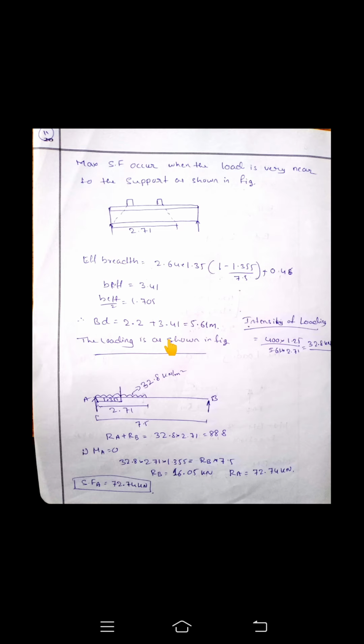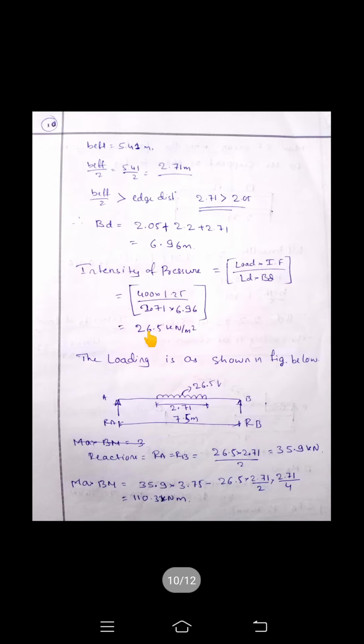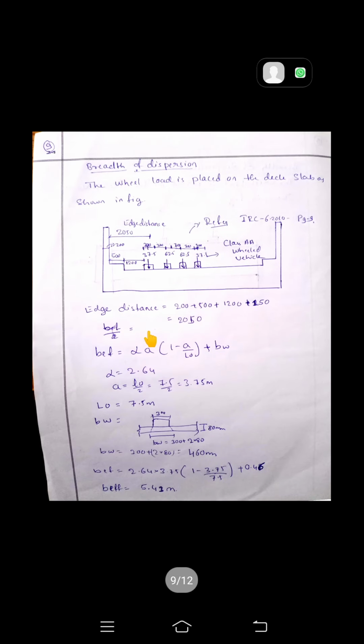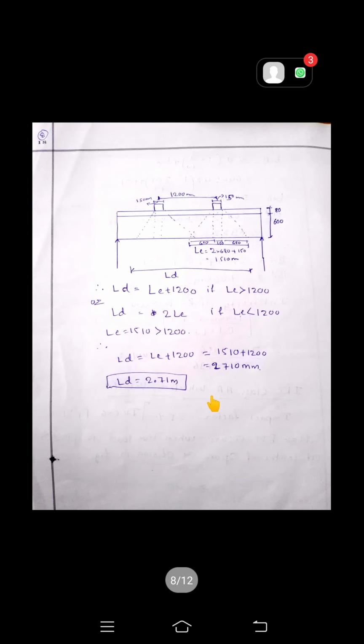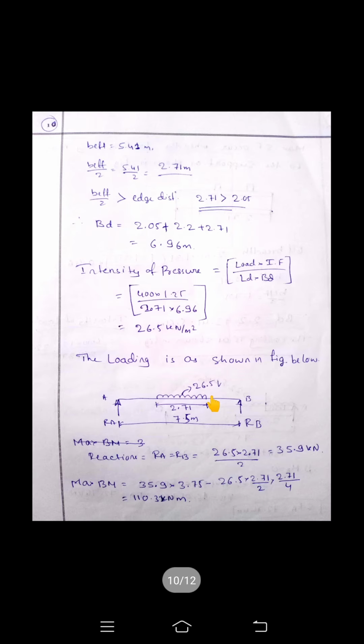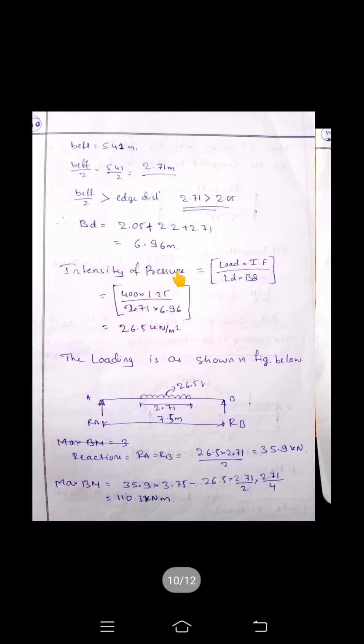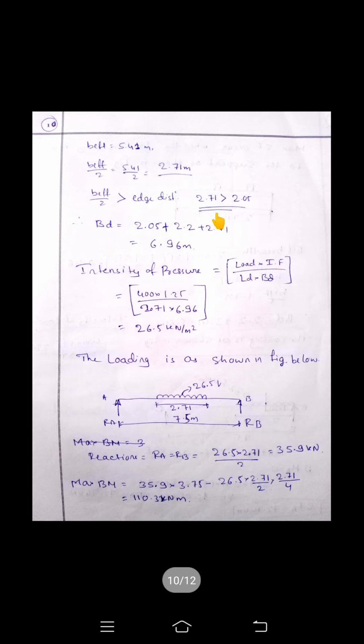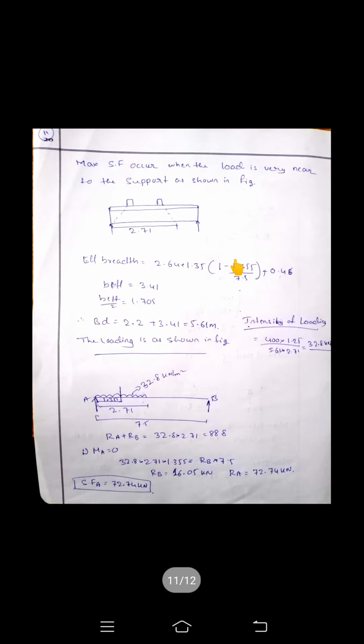How did we get 3.41? Means there is a condition. What I have told, the condition here. I think I have not written it here. If your B effective by 2 is greater than the S distance, your BD will be like this. If your B effective by 2 is less than the B effective, then BD equals the center distance plus twice this S distance. Okay, same concept we have used here.